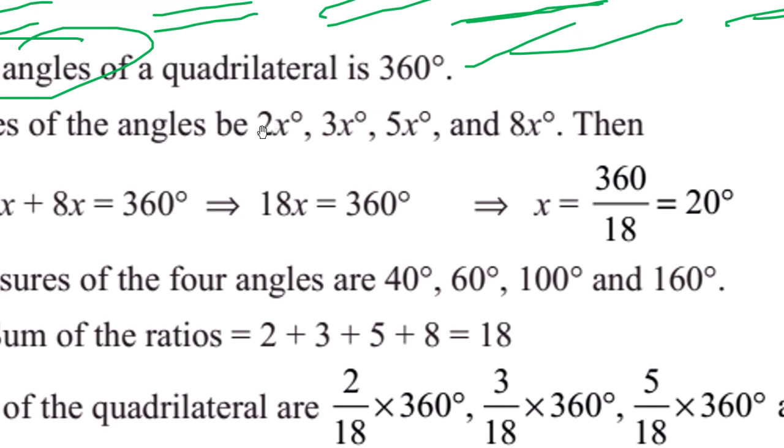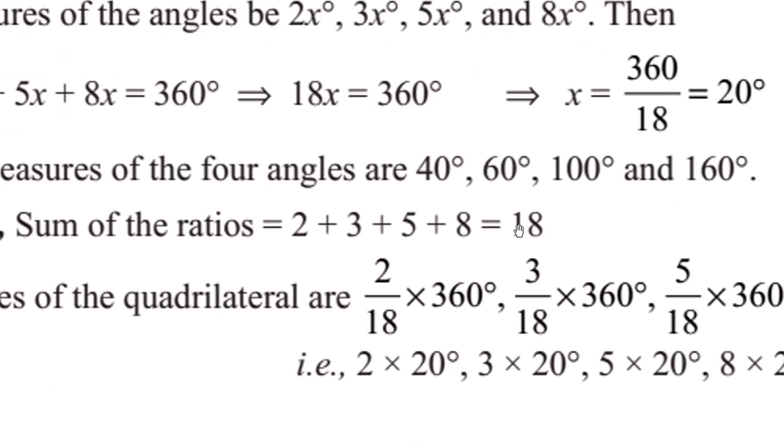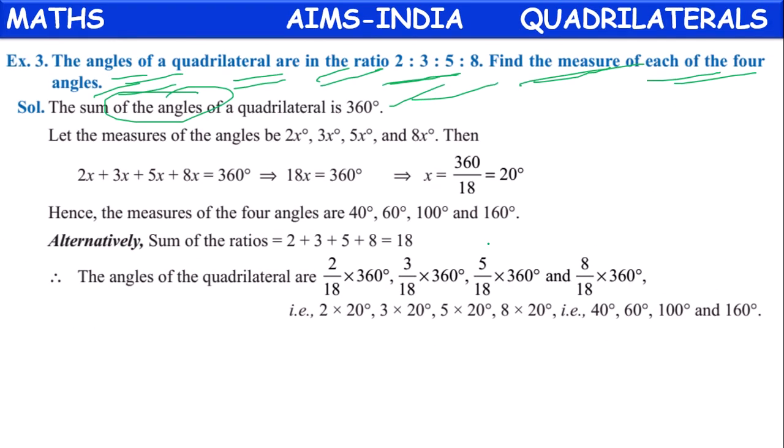So 2x will be 2 into 20, 40. 3 into 20, 60. 5 into 20, 100. 8 into 20, 160. So these are the angles. They asked us to find the angles, and we have got the angles.